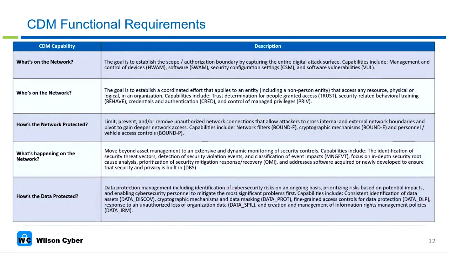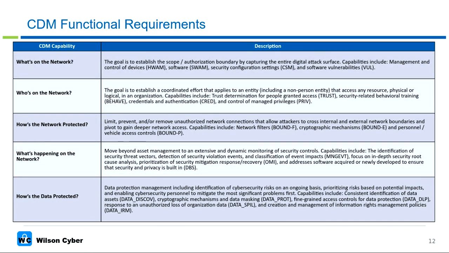Third focus area is how the network's protected. Here we want to limit, prevent, and remove unauthorized network connections that allow attackers to cross internal and external boundaries and pivot to gain deeper network access. Capabilities include network filters, bound F, cryptographic mechanisms, bound E, personnel vehicle access controls, bound P.